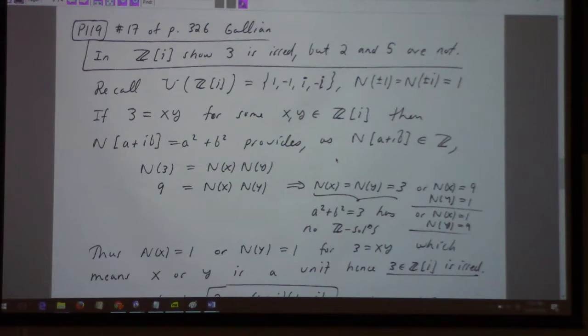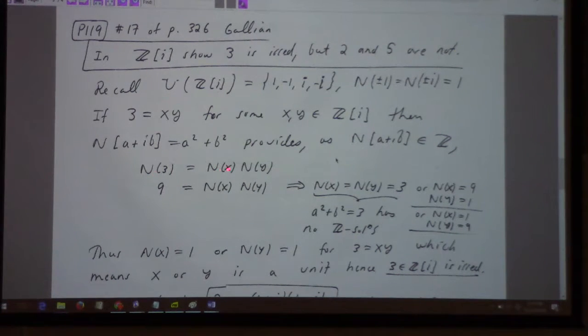Show that in the Gaussian integers, 3 is irreducible, but 2 and 5 are not. This is a nice problem because it showcases the point of studying the norm in here. So basically the norm of a plus ib is a squared plus b squared. And we also have this multiplicative property for the norm in this case, right?